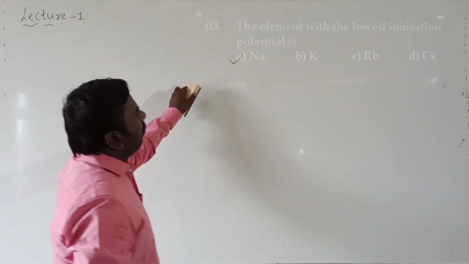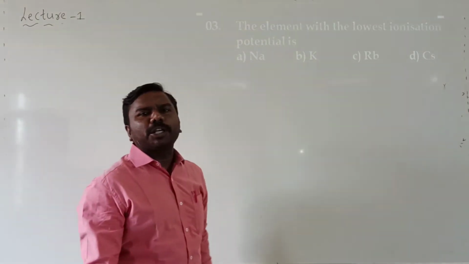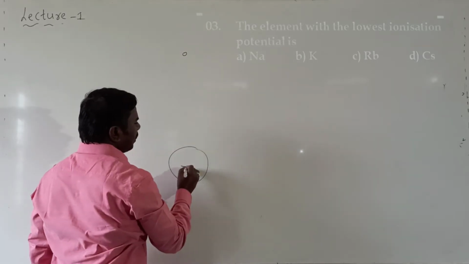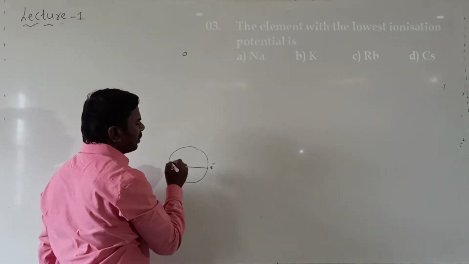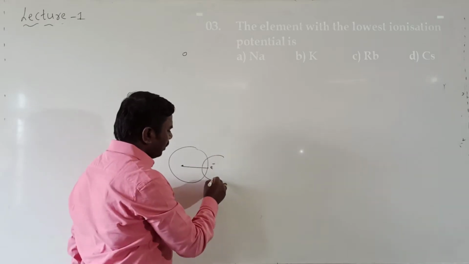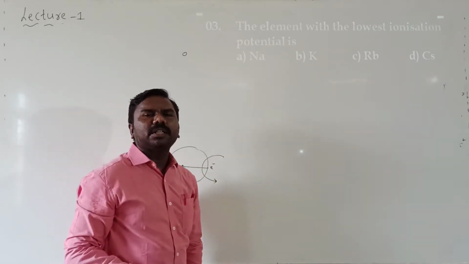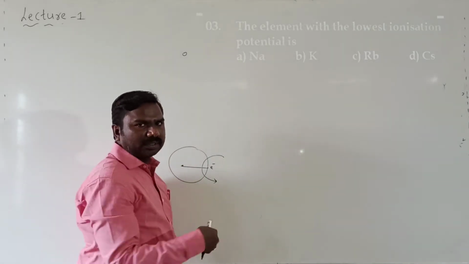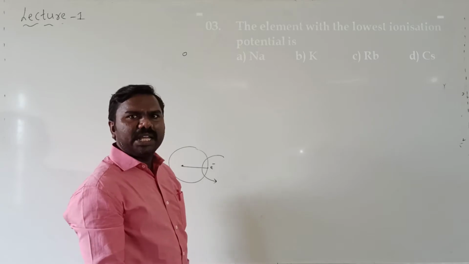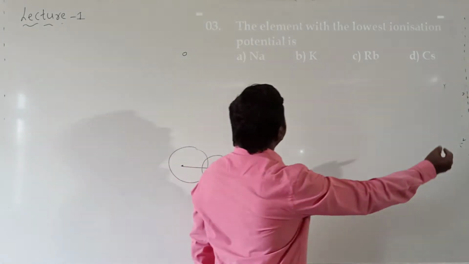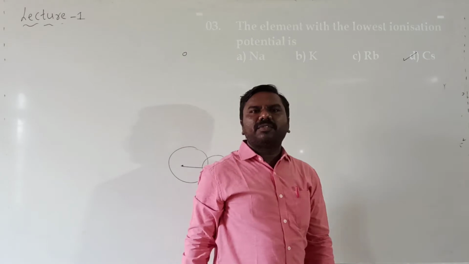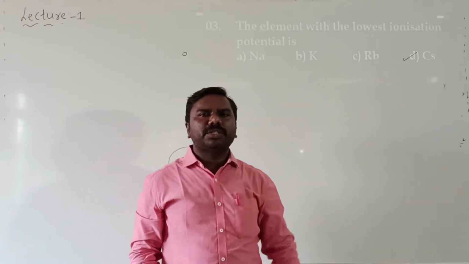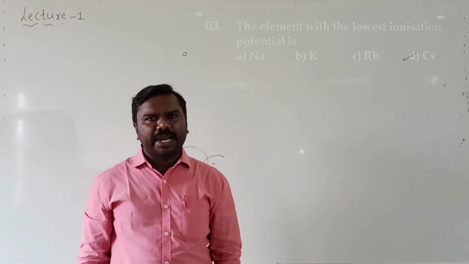Next, the element with the lowest ionization potential. From top to bottom, size increases, so the electron and the nucleus are weakly attracted. You can easily remove the electron with the least amount of energy. The ionization potential values are least for the lower one; as size increases, ionization potential decreases. Cesium is the largest atom in the first group, so it is easy to remove the electron, giving low ionization enthalpy. Option D is correct.